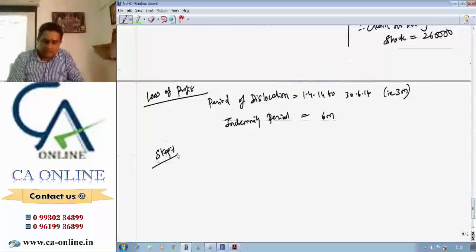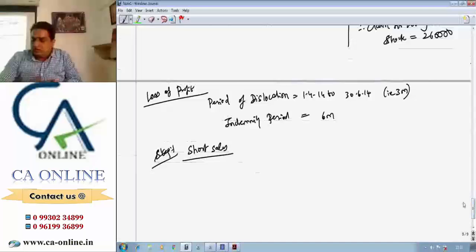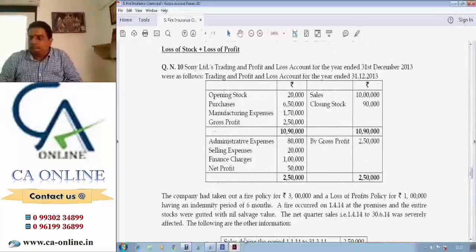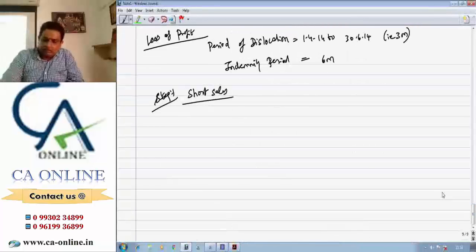Okay, step 1, short sales. How to find short sales? Standard sales minus actual sales. How to find out standard sales? Sales for corresponding period in the previous year adjusted for trend. Corresponding period means 1/4/13 to 30/6/13. In the last year, what is the sale? Sales 10 lakhs by 12 into 3. Total sale 10 lakh, we want 3 months sale, so into 3 by 12. If the question is silent, we can do that. But here we cannot take into 3 by 12. If you take into 3 by 12, there will be a mistake.